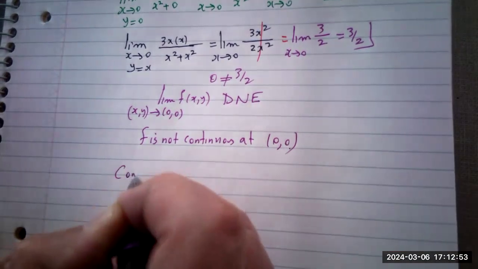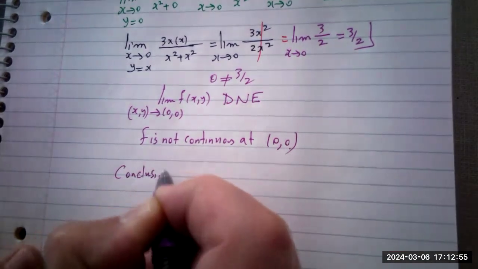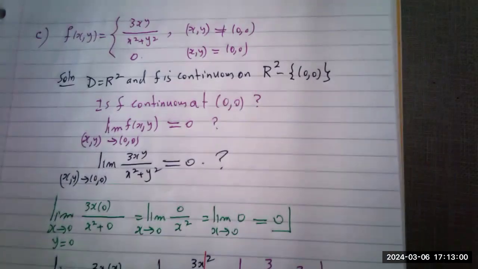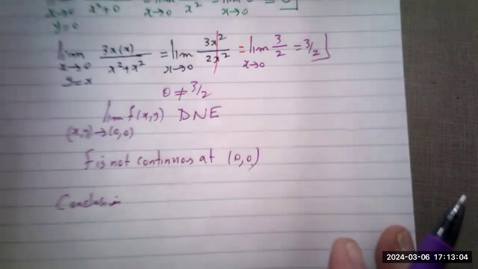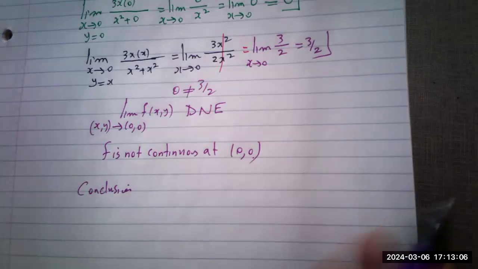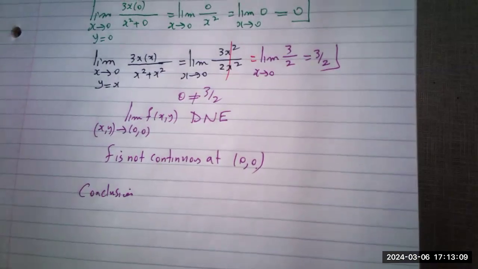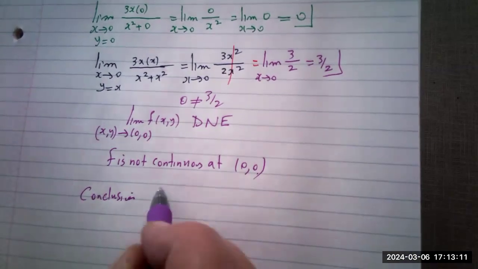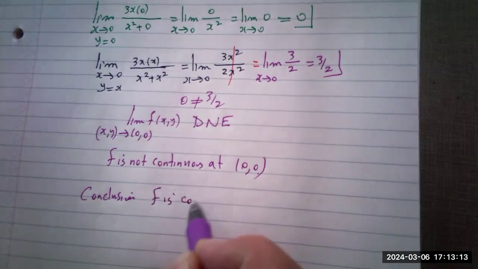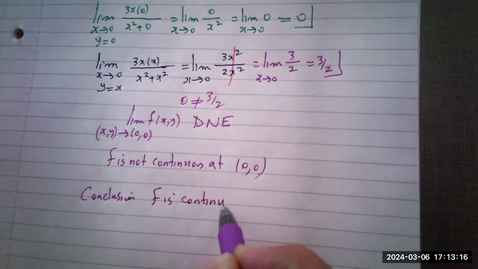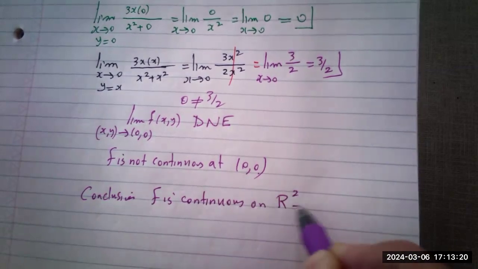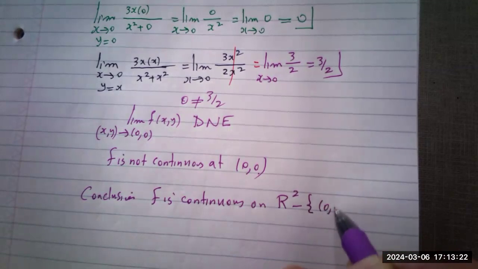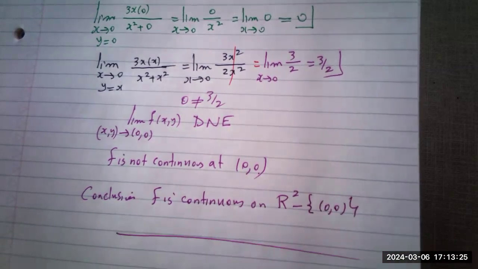So the conclusion, just the first one that we created. Look at this one. This function is continuous everywhere except at the origin. If you could prove that it's continuous also at 0, 0, you would say it's continuous on R2. So the conclusion is that f is continuous on R2 minus the point 0, 0, minus the origin.